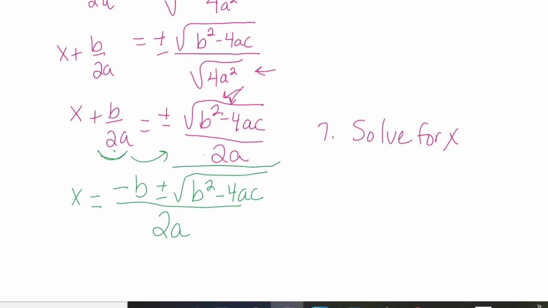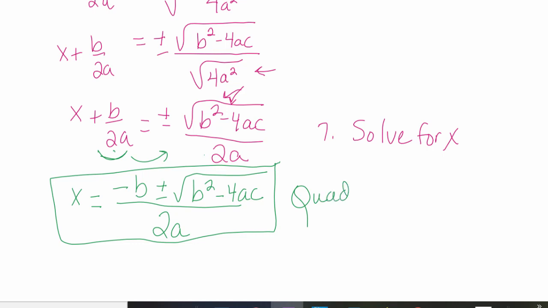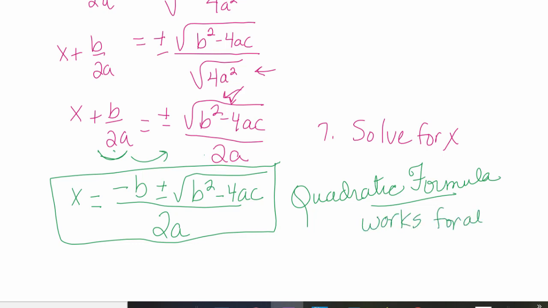And then this is called the quadratic formula, which you should memorize. Okay, go to the next video so that you can see examples of how to use the quadratic formula. And reminder, it came from completing the square. Cool. So it works for all quadratics. Works for all quadratic equations.